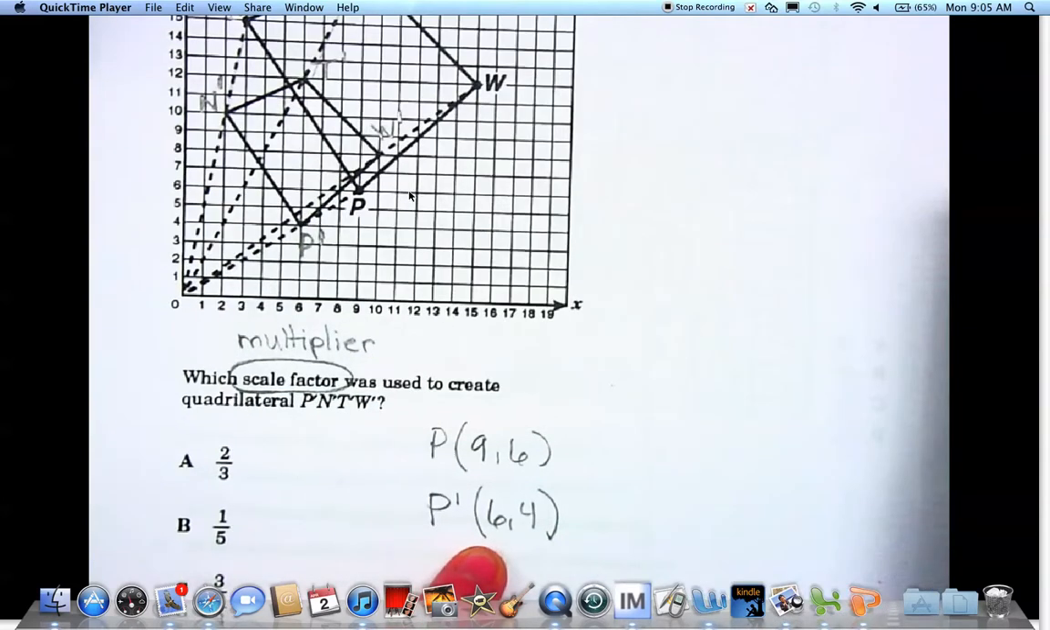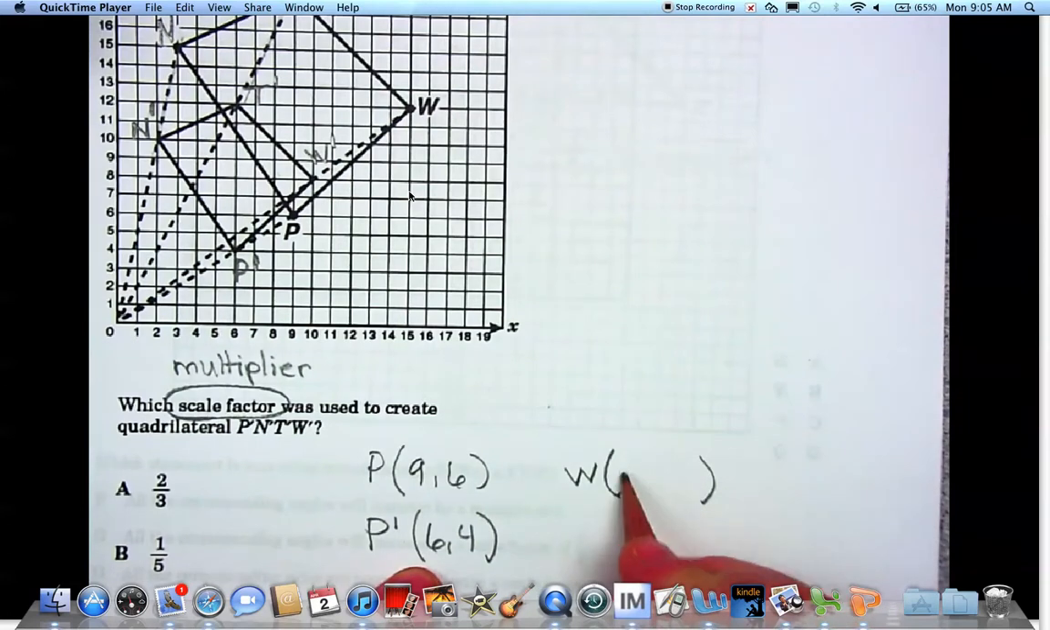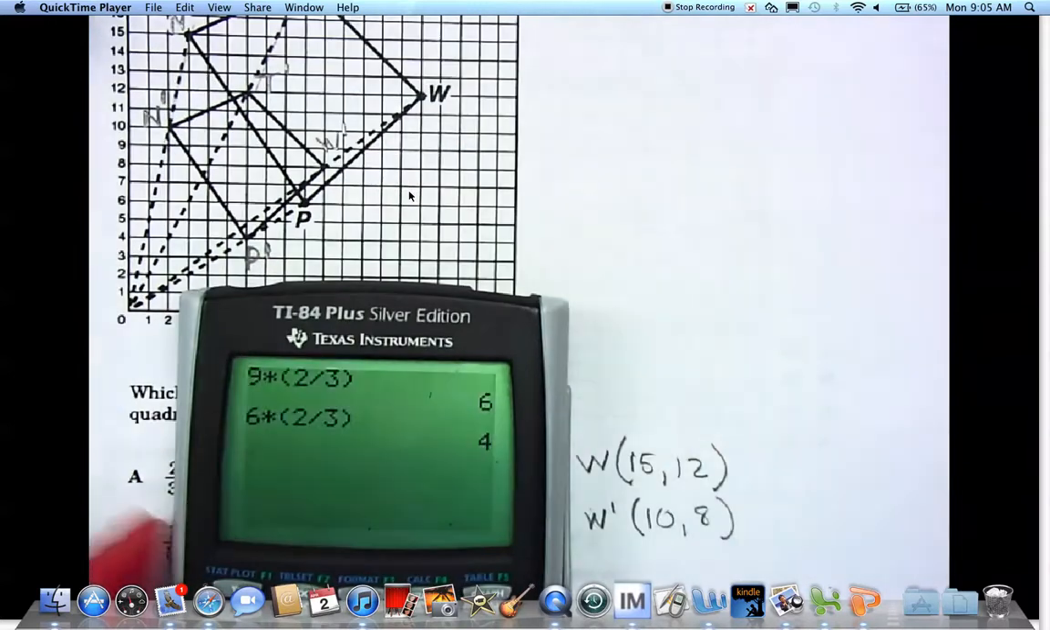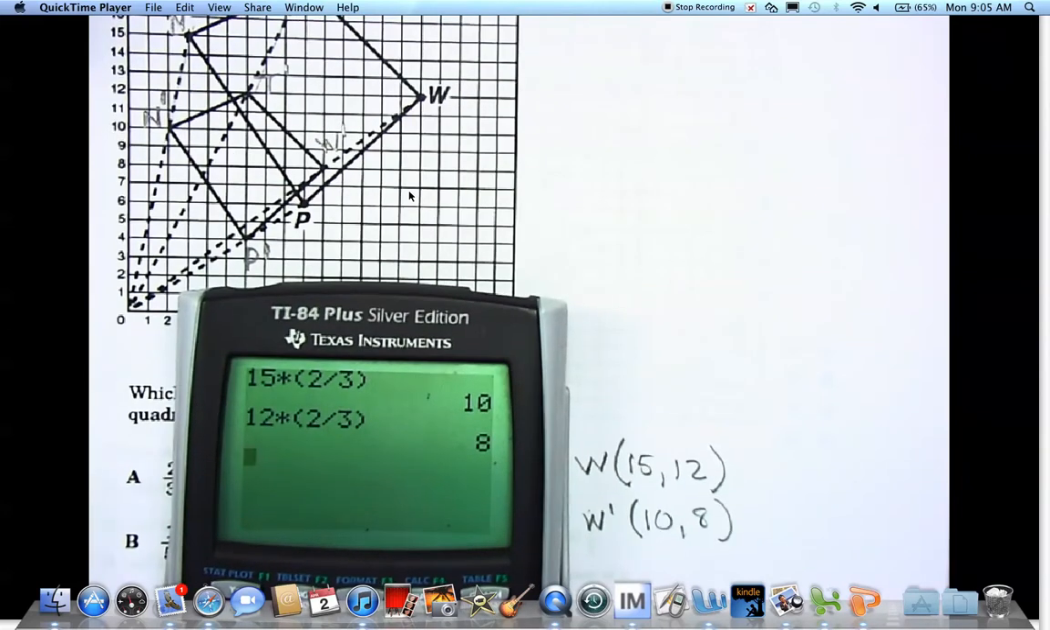Yep. Let's check W just to be sure. What are the coordinates of W? 15, 12. And the coordinates of W prime? 10, 8. So what would we multiply by? 2 divided by 3. Okay, so 15 times 2 divided by 3, always your original? And you get 10. And 12 times 2/3? We get 8.